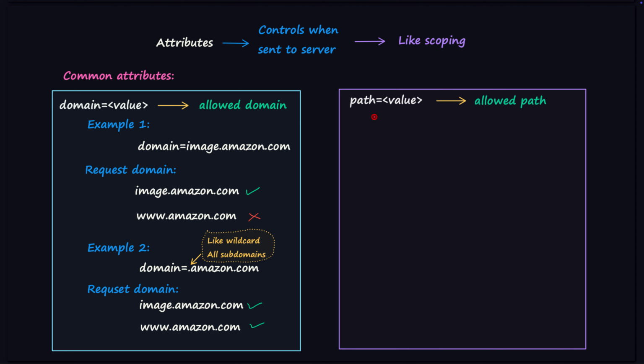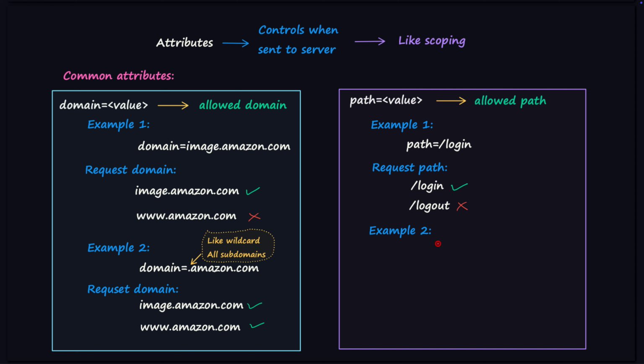Another attribute is path. This indicates the allowed path for the cookie. Again, let's take a detailed look at this with an example. So if the path is set to /login, then whenever a request is made to the /login path, the cookie will be included. But if the request is made to any other path, for example logout in this case, then the cookie will not be included.